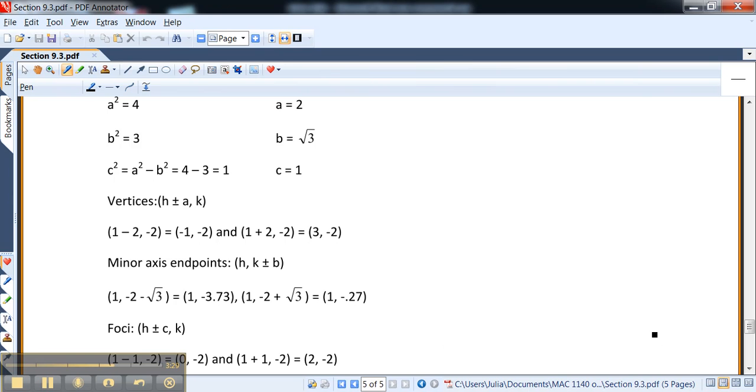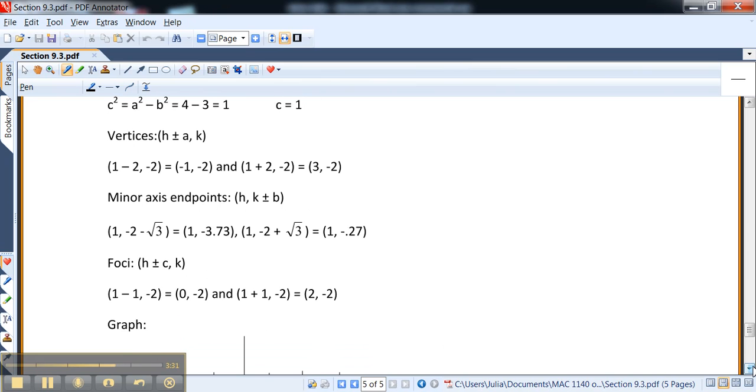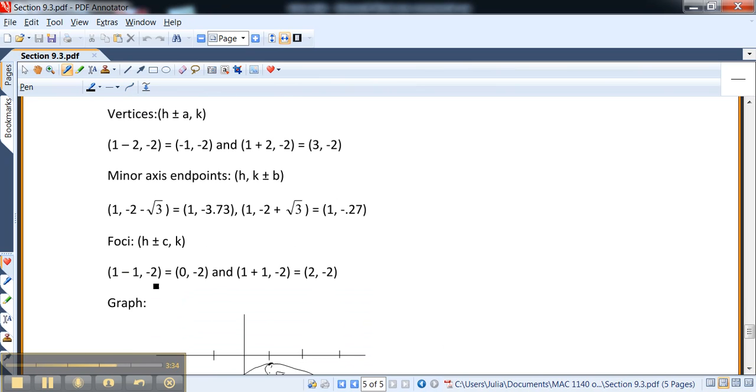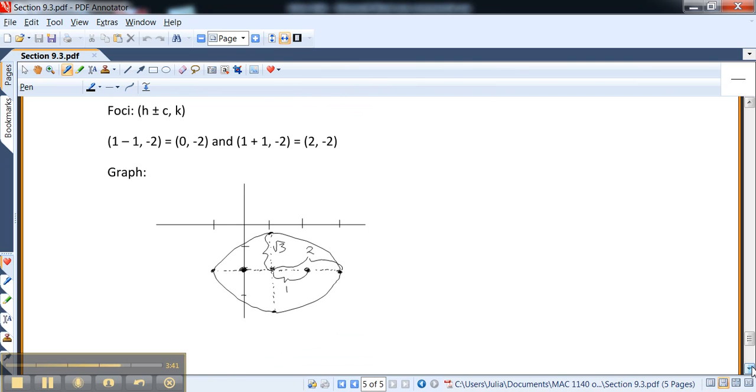Now foci, again, because the foci are on the major axis, which happens to be on the x, only the x would change. So that's how come I got these points. So notice when we plot, I plotted the center first actually to try to graph it. Now notice the distance, the major axis was, if you recall, 2, because a squared was 4. So the distance 2, either to the right from the center or distance 2 to the left of the center. That's how come I got those points.